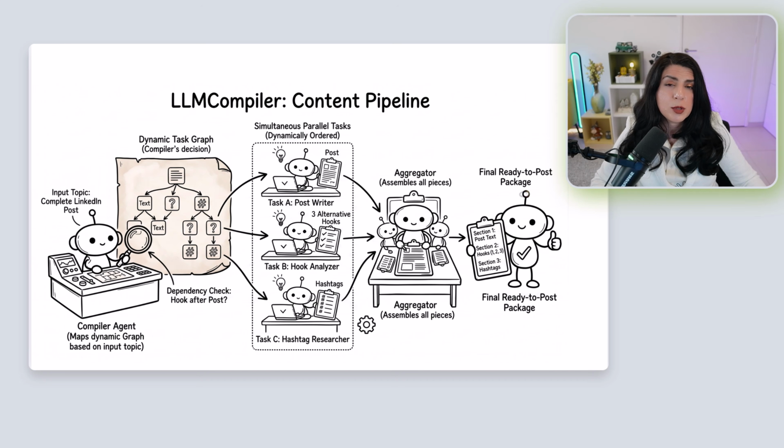Then it fires a post writer, then a hook analyzer and a hashtag researcher, all at the same time. Then an aggregator combines everything into one ready-to-post content package. The difference between LLMCompiler and a simple parallel agent is that the compiler decides dynamically which tasks to run based on your input. It's not a fixed pipeline. It thinks before it executes, and it is your grand finale. This is pattern 6, the one that ties everything together.